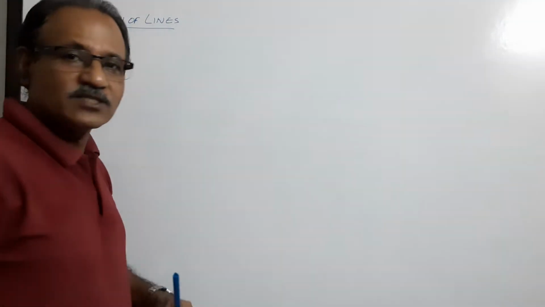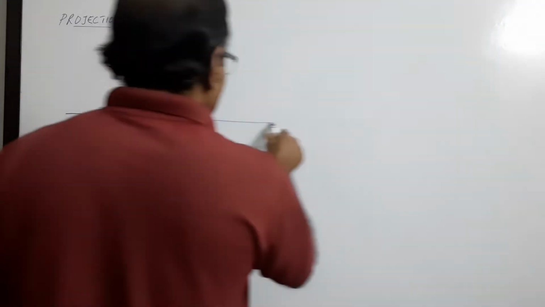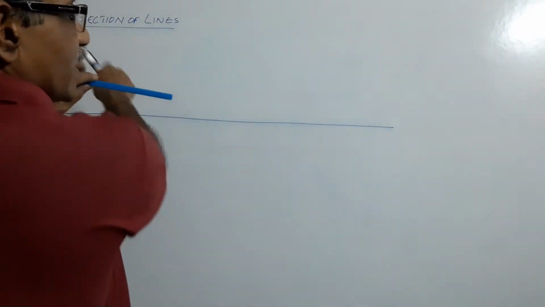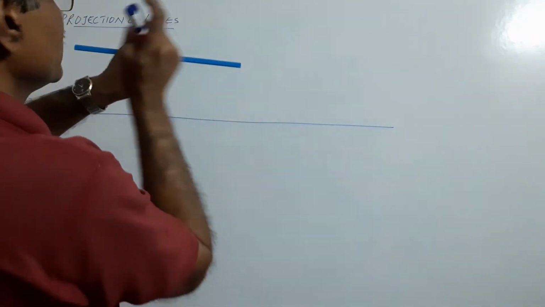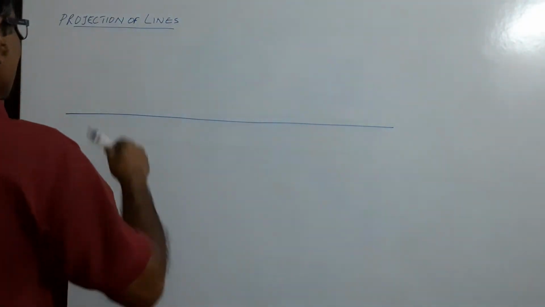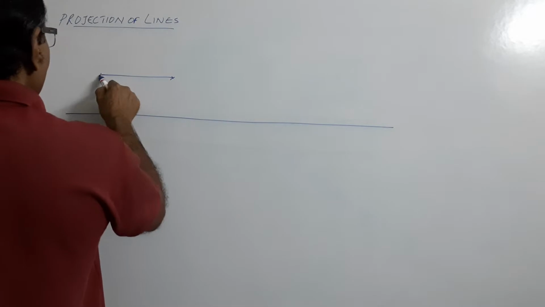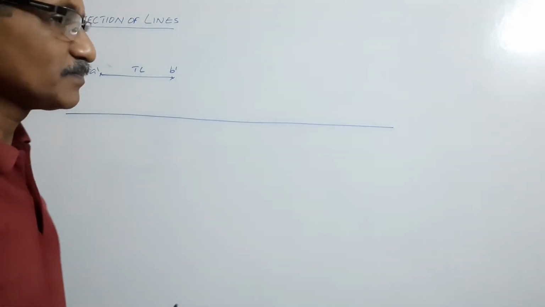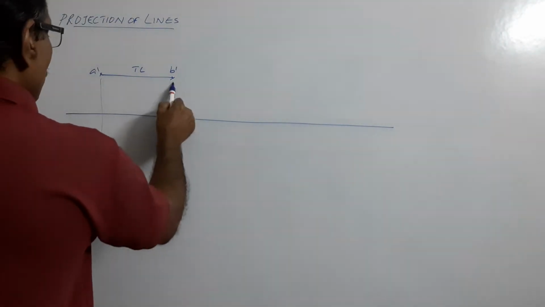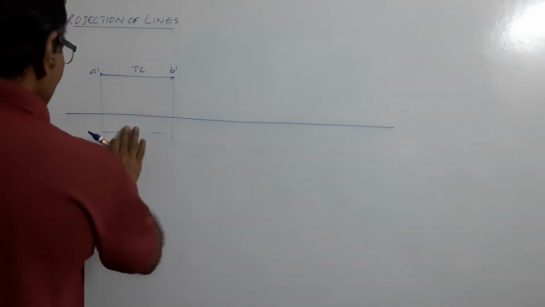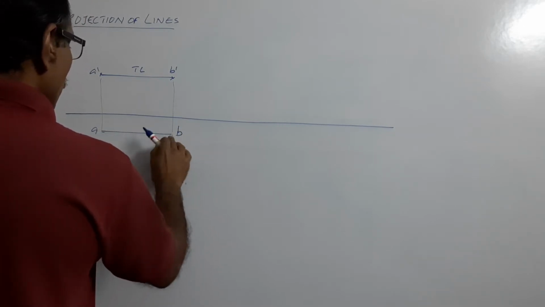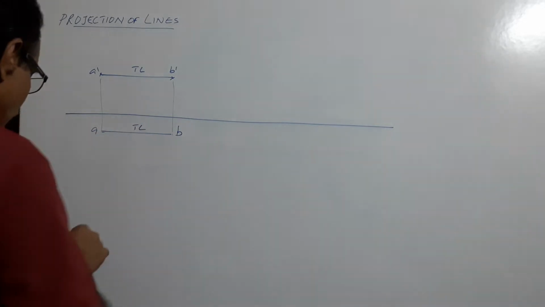What is the elevation? The elevation, when you project there two parallel lines, parallel rays passing through both ends, you get a line of true length. What does true length mean? True length means same length. What's the plan? Plan also will be a line of true length and parallel to each other.